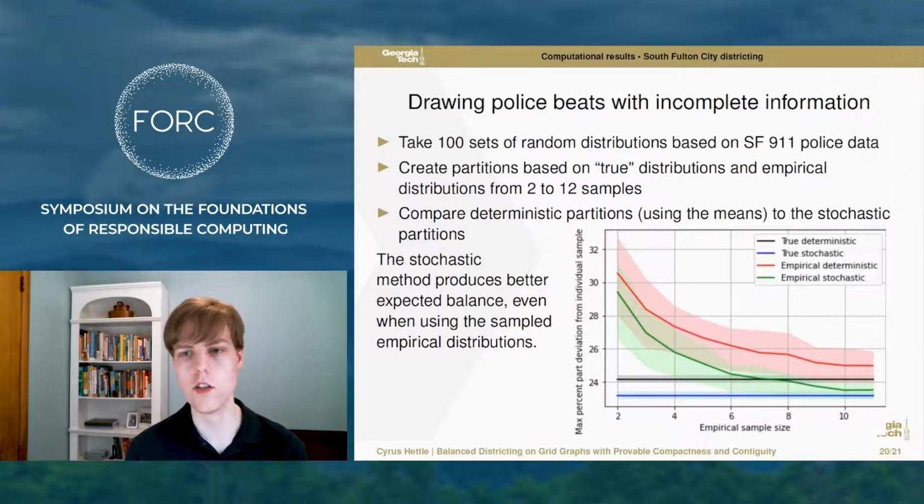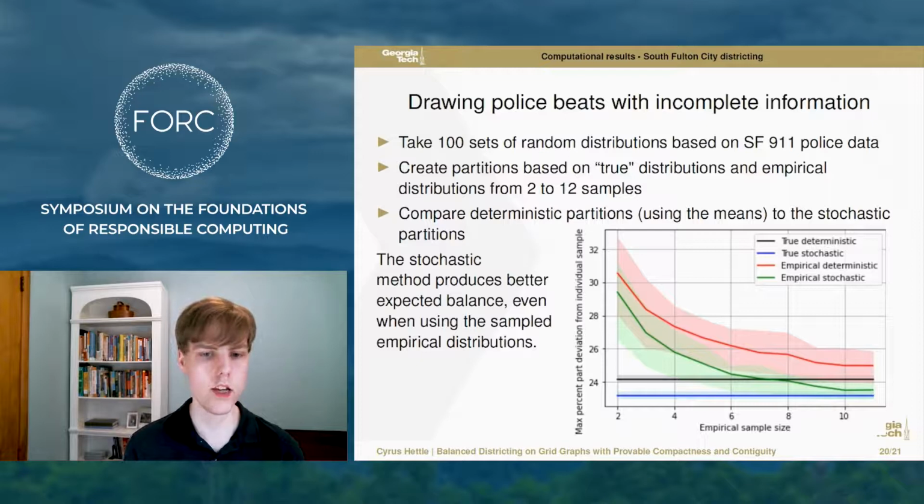This models a lot of uncertainty that we'd have in real-world instances, where we have a limited number of samples, a limited number of 911 calls, and response times for each individual atom in our graph, since we're looking at a fairly fine grid mesh. So this gives us 4 different partitions to look at. We generate 100 sets of random distributions, so 100 sets of xv based on the 911 call data. We generate these 4 different types of partitions using both the true underlying distributions and increasing sample sizes.